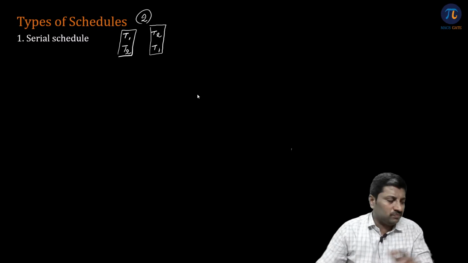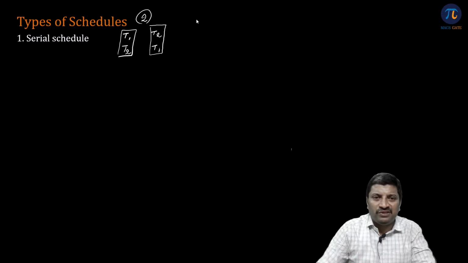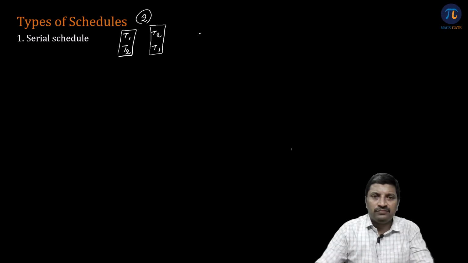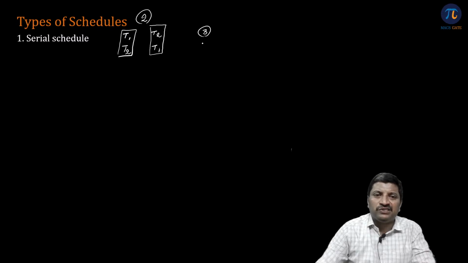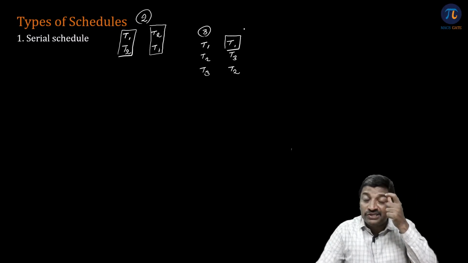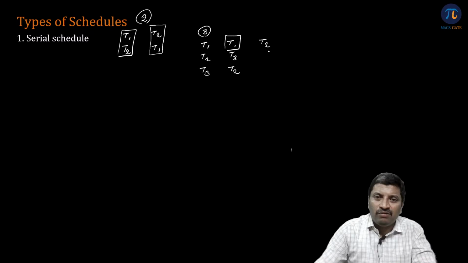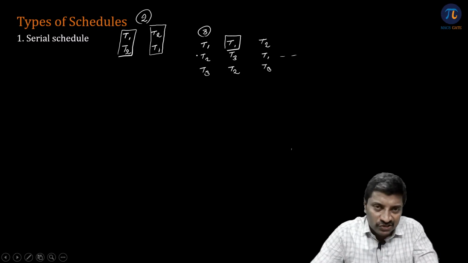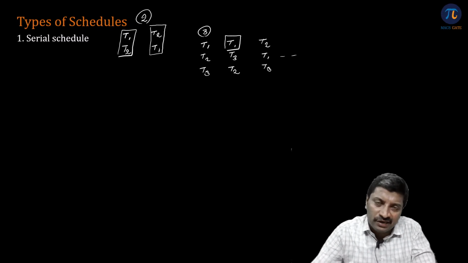Suppose I am having 3 transactions. Then I can write T1, T2, T3. Instead of that, T1, T3, T2. Sir, what is meant by T1? It is not a single operation. It is the entire sequence of operations in T1. Similarly, you can have T2, T1, T3. Like that, we can write so many. All these are serial because we are not starting a transaction before we complete another transaction.